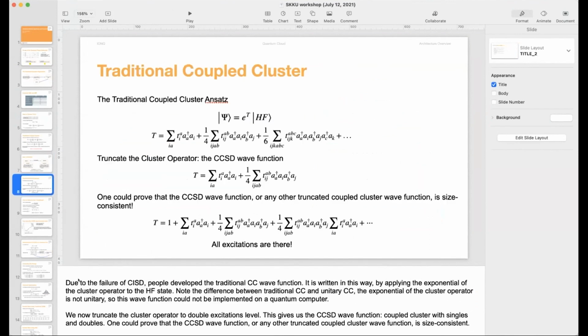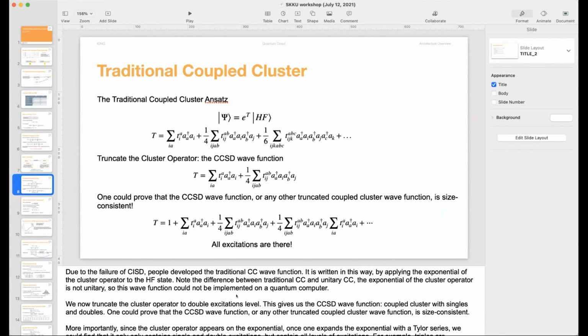Due to the failure of CISD and its breakdown of size consistency, people have developed the traditional coupled cluster wave function. It is written in this way: by applying the exponential of the cluster operator to the Hartree-Fock state. Note that the difference between the traditional coupled cluster and the unitary coupled cluster is that the exponential of the cluster operator is actually not unitary. So this wave function, the traditional coupled cluster wave function, could not be implemented on a quantum computer.